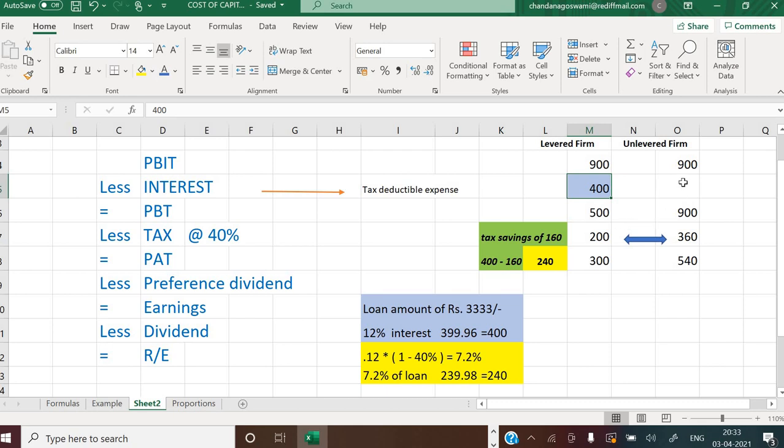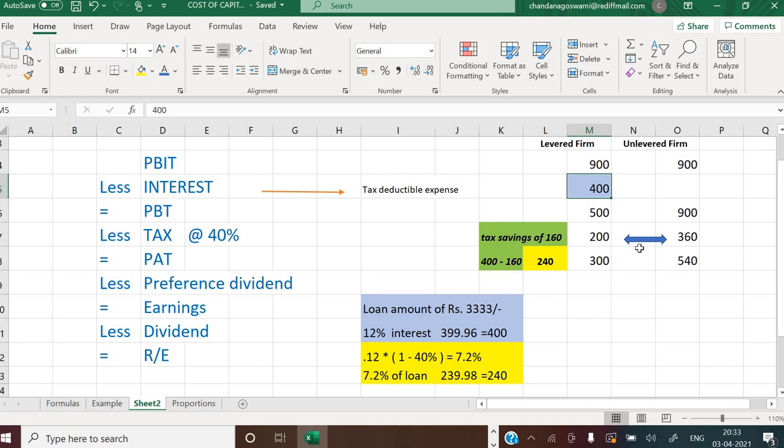Look at the second firm. PBIT is 900, but there is no interest to be paid. So therefore your PBT is the same, 900. From here you are going to pay off tax at 40%, that is 360, and the balance that is left is 540. Can you see the difference of tax that you have to pay? Because you have debt in your capital structure, you are paying 200 as tax, and the other firm is paying 360, which means that you are having a tax savings of 160.